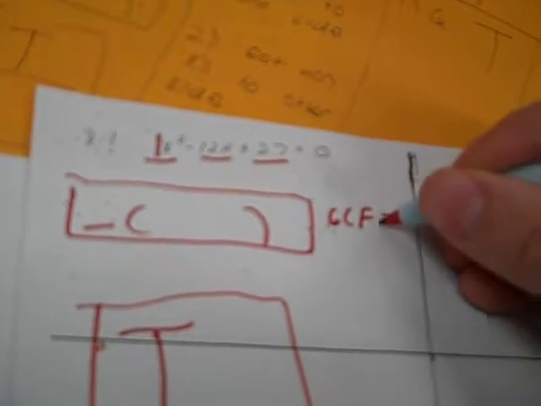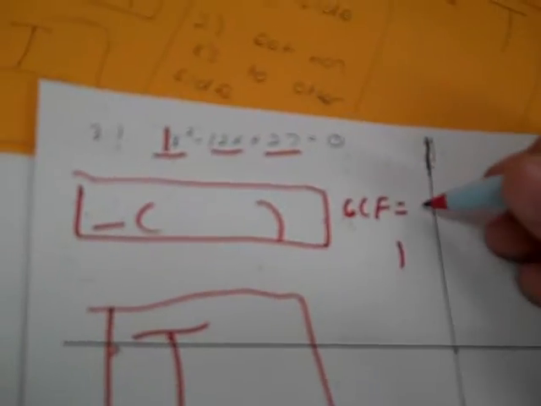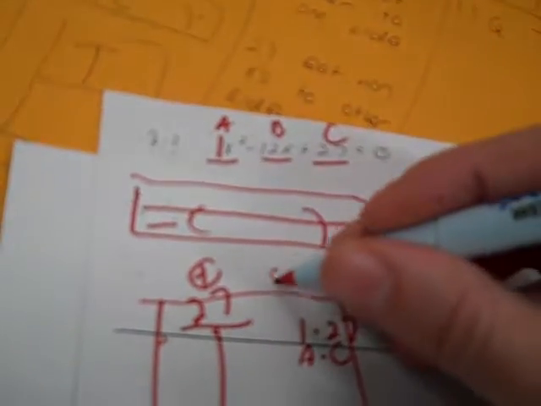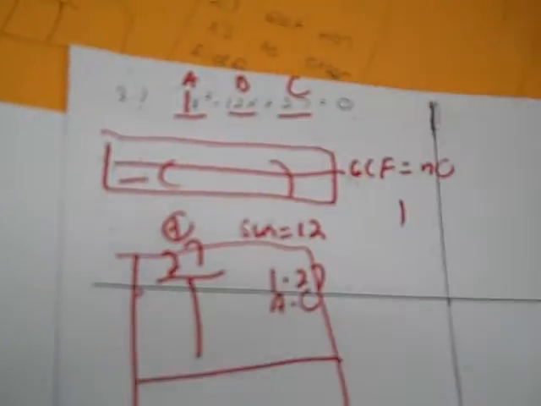Okay, so GCF, negative in front, nope. You don't have x on everything, so 1, 12, and 27. It's just 1, so put no. Okay, so A times C, positive 1 times positive 27. That's positive 27. So that's going to look for a sum of 12.